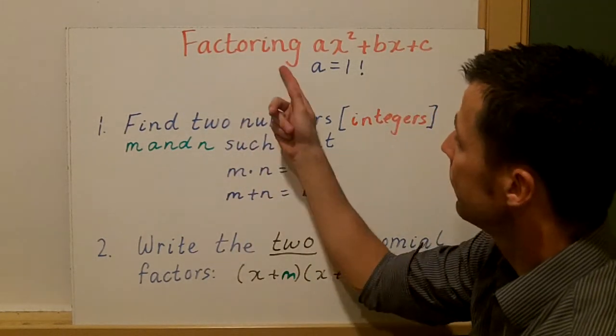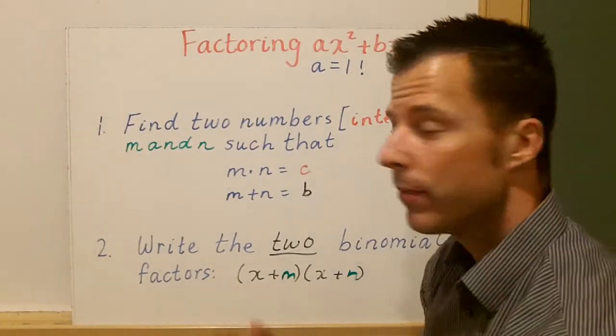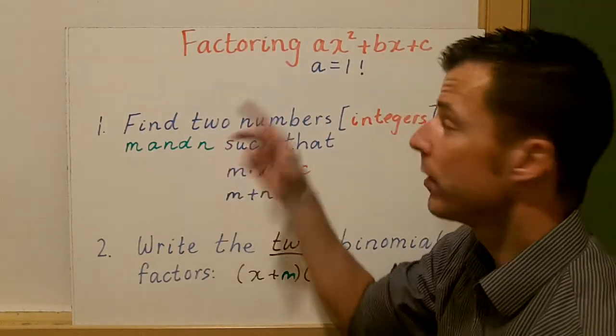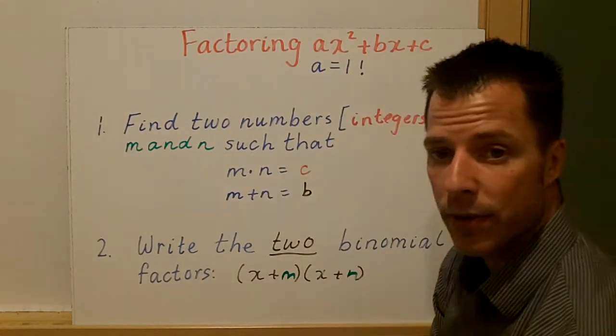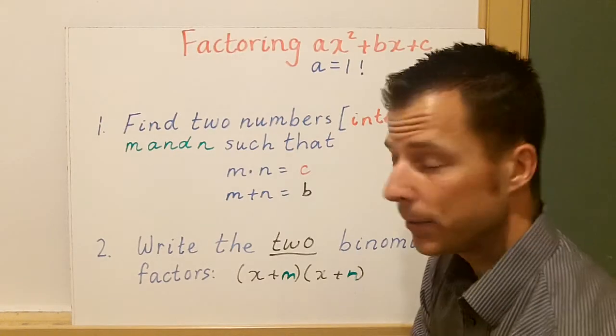Today we're going to factor ax squared plus bx plus c. Now it's important to remember in this case we're looking at when a is 1. So what we're really factoring is just x squared plus bx plus c. So there's two things I'd like you to think about when you factor.